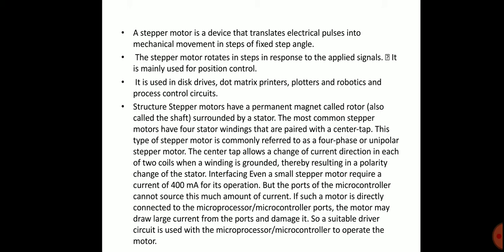of fixed angle. The motor rotates in steps in response to applied signals. It is mainly used for position control, and also in printers, robotics and process control circuits. The structure has a permanent magnet called the rotor, surrounded by the stator. Most stepper motors have 4 stator windings that are paired with a center tap. This type of stepper motor is commonly referred to as a 4-phase or unipolar stepper motor.